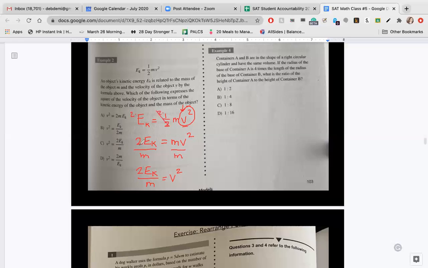So on the left side, you have 2ek equals mv squared. Then we're going to divide both sides by m. And good, Sydney. And we got this, which is v squared. See how fun those are?